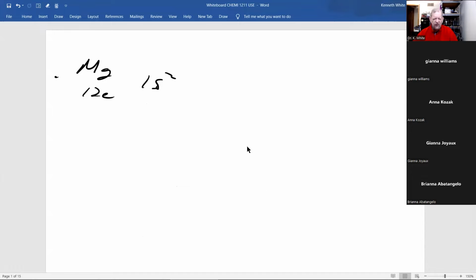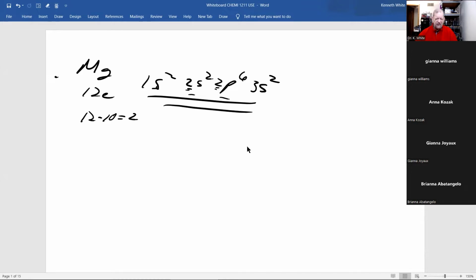I do that. I now have 10 electrons. 12 minus 10 equals 2. Shell 2 has only 2 subshells, 2s and 2p. I filled it up. I have to go to the next shell, which is 3. The first subshell, 3s, and I put in, and this is the correct answer.